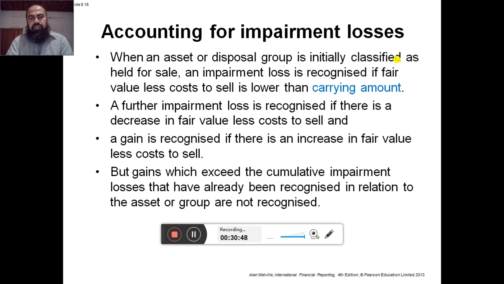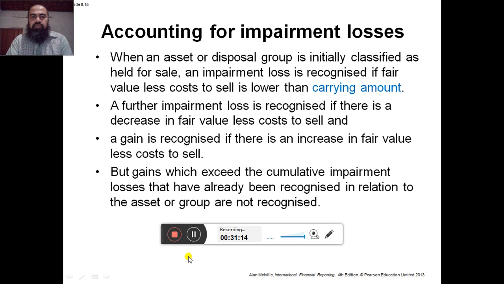So now I come to the accounting for impairment losses. We have discussed this a little while ago, and now we come to some more detail. Here is some detail for the accounting for impairment losses. So we come to the points one by one.